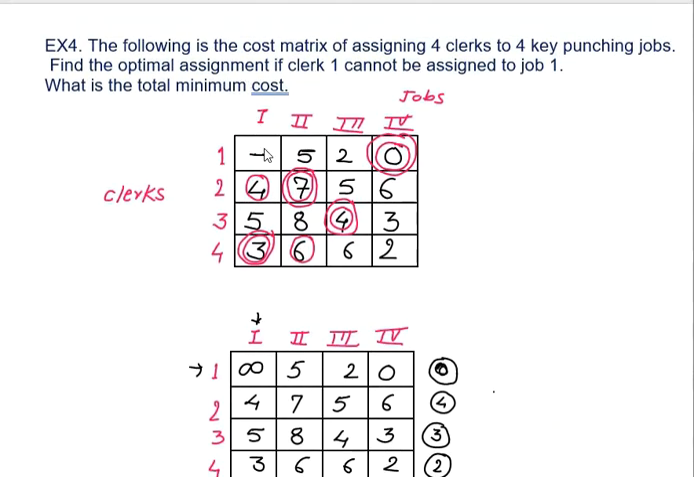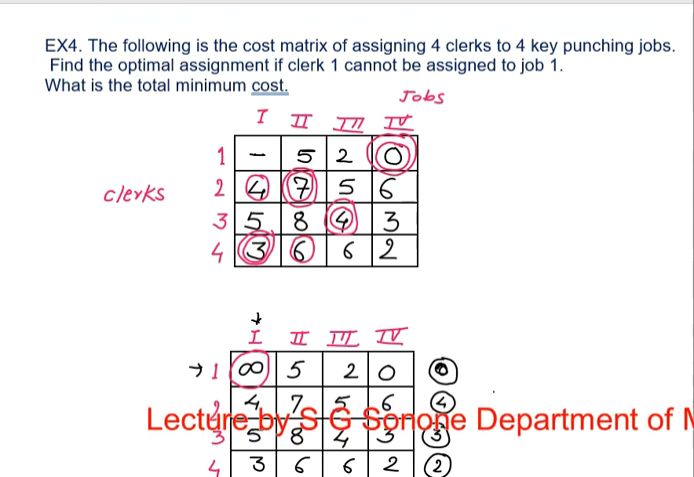And what is the procedure? Here in this problem, we cannot assign clerk 1 to job 1. So for that, what is the procedure? We have to take a very large cost for this assignment. That is, we use infinity cost for this assignment and apply the usual method. That is the Hungarian technique.